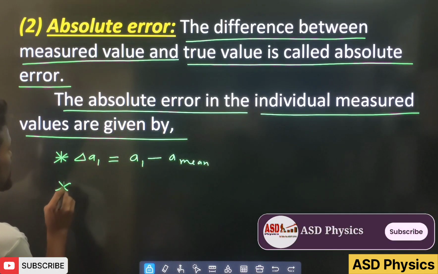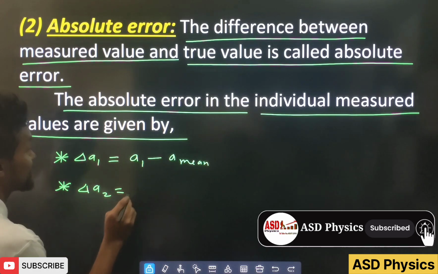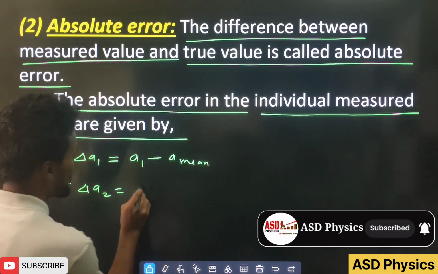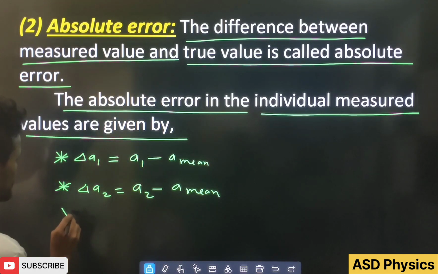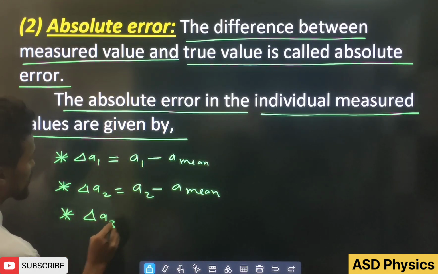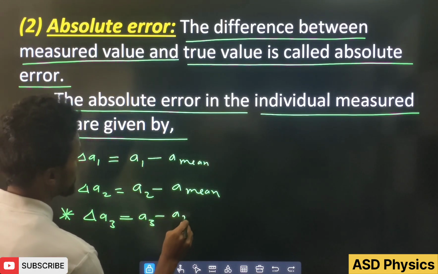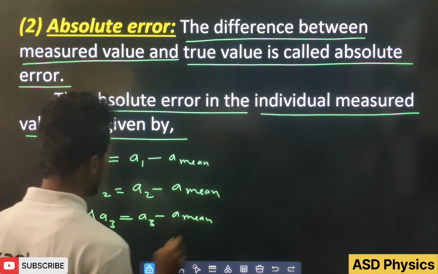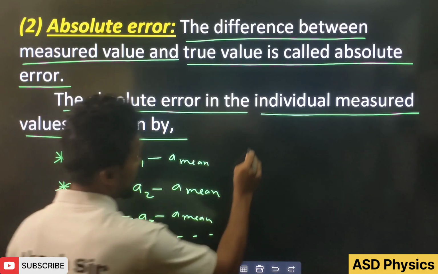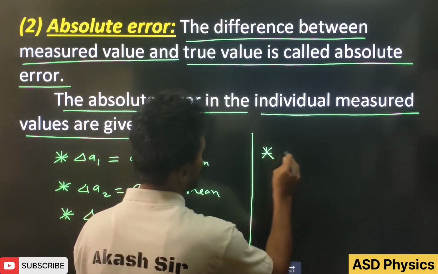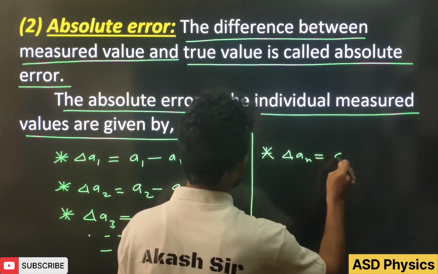Okay. Similarly, if I write delta A2, kindly guess. What will it be? A2 minus A mean. Similarly, delta A3 is A3 minus A mean. And depending upon the observations we can continue like this. And if I write delta AN, then what can we write here?